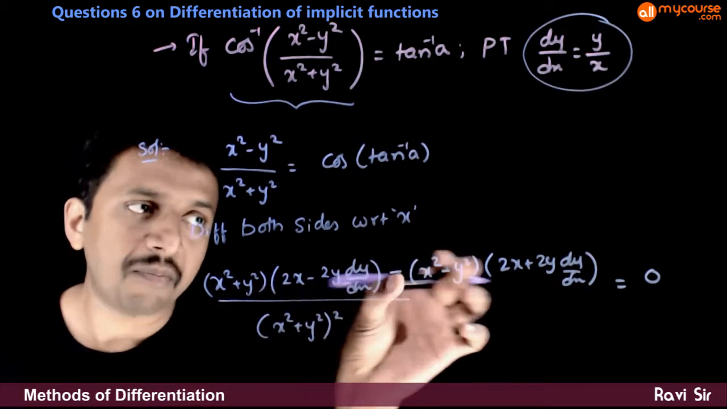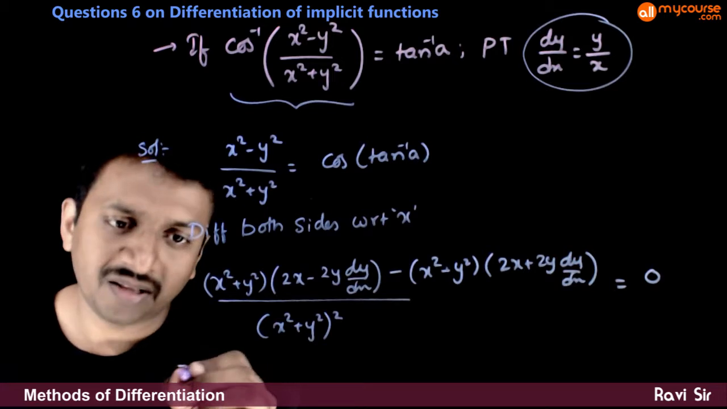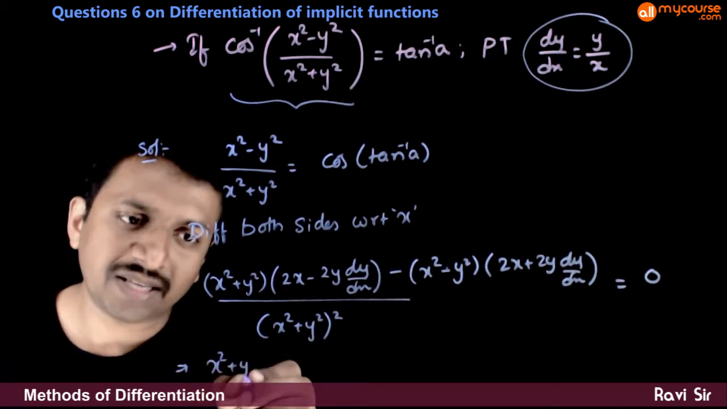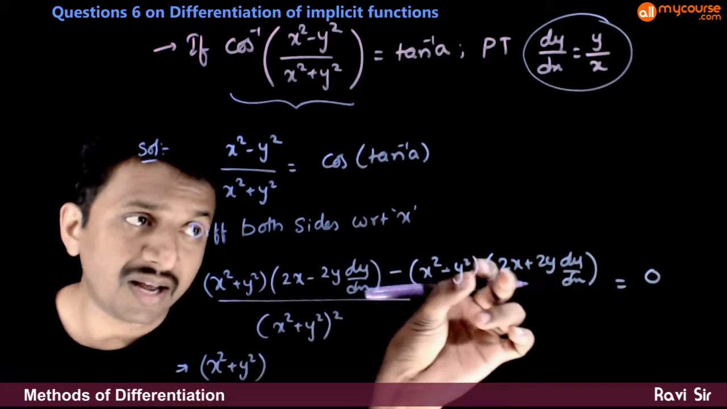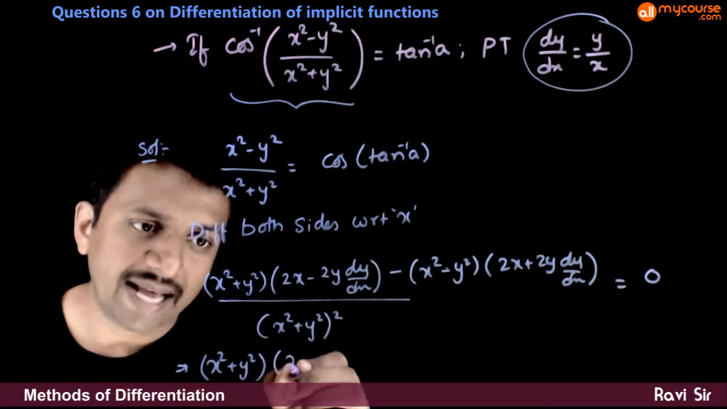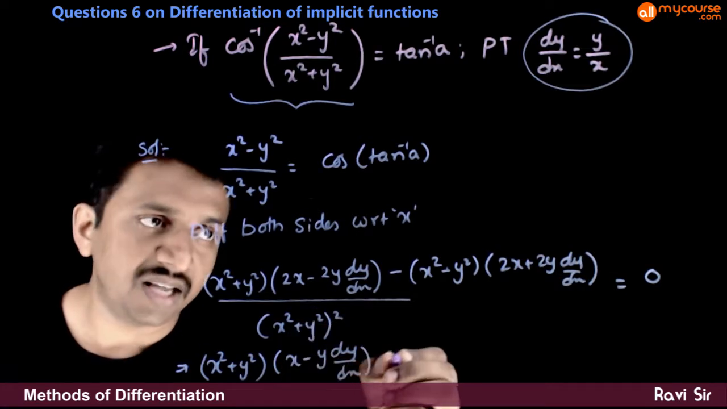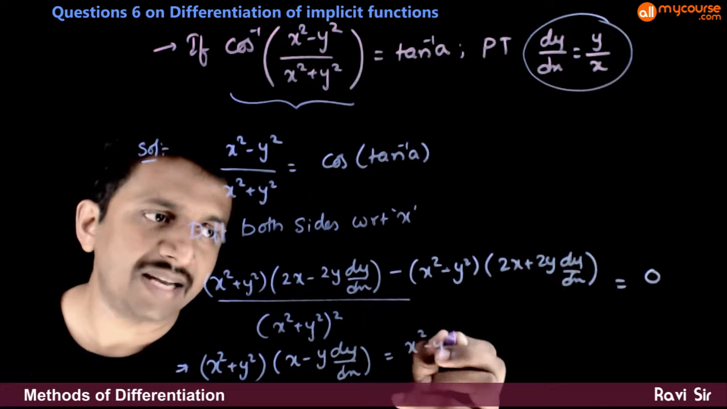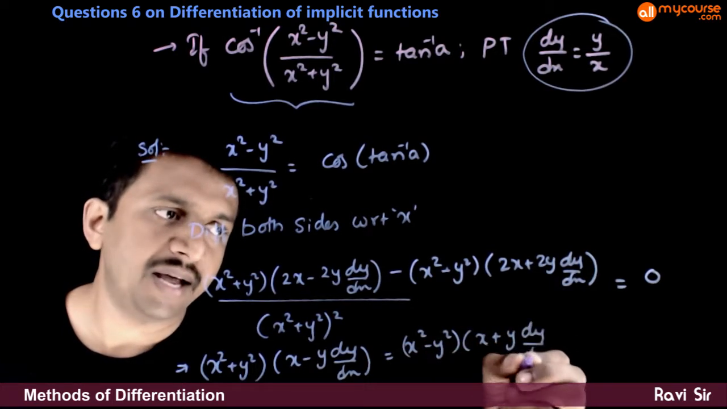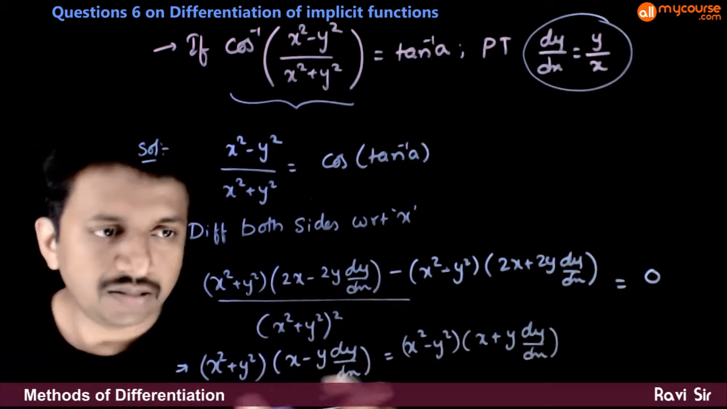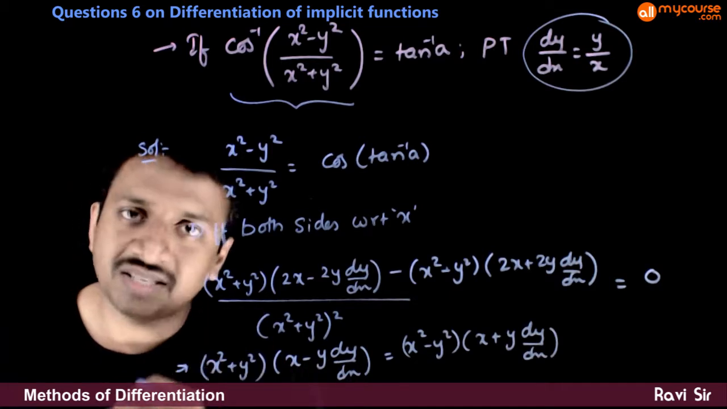So something minus something is equal to 0, and something has to be equal to something. This implies (x square plus y square) times, you can take a 2 out and cancel that also, so (x minus y dy by dx) is equal to (x square minus y square) times (x plus y dy by dx). So you just need to simplify dy by dx from this expression. So what is dy by dx?